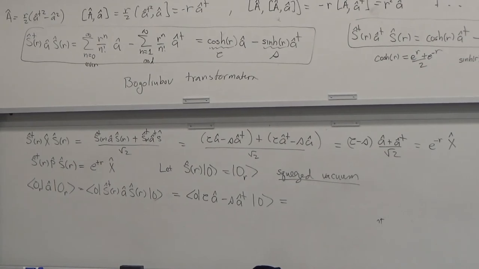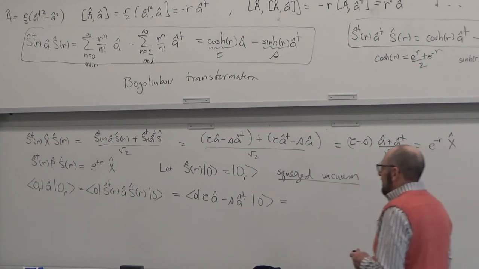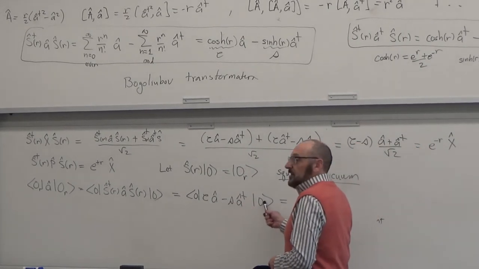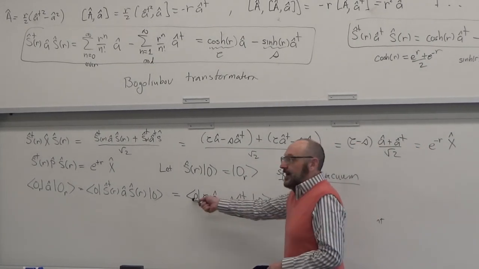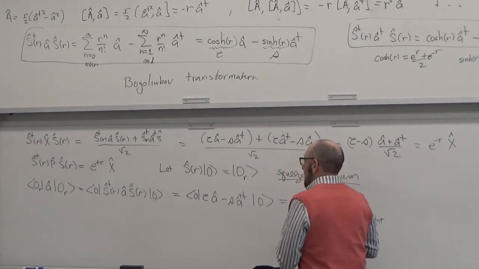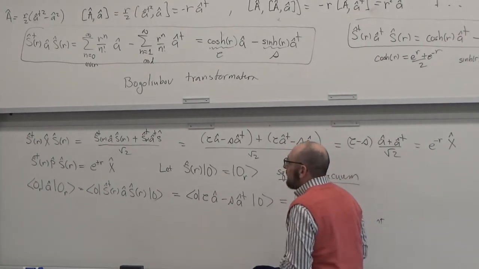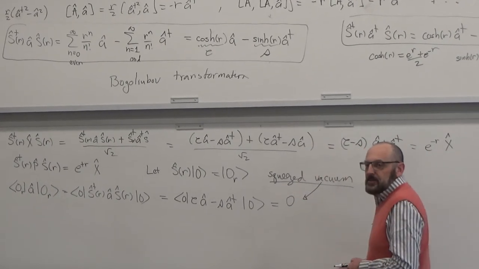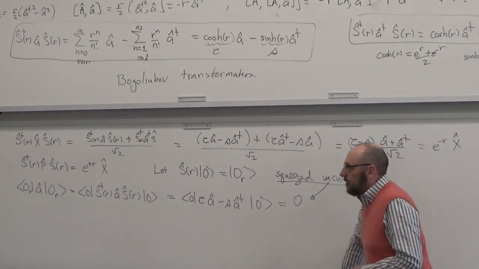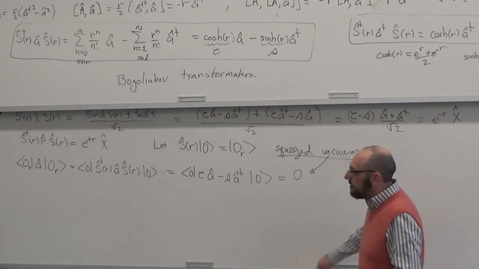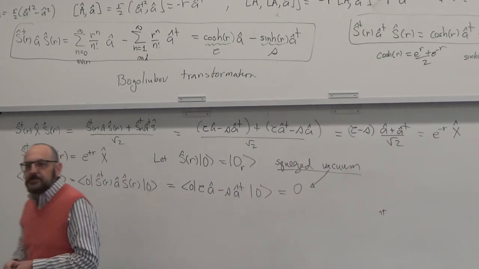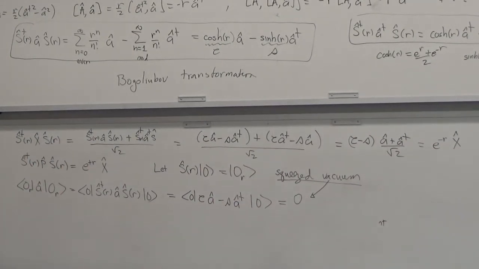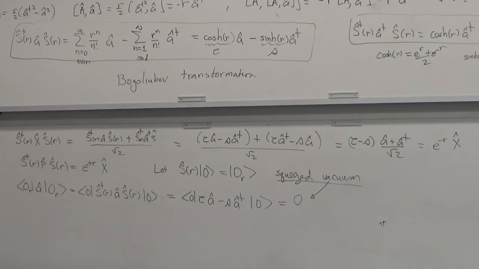It's zero. How do you see that? Well, a acts on the vacuum, this guy gives zero, and a dagger acts on that guy and gives zero. So this is nothing. So the mean field is zero, and therefore it is vacuum-like. We call it something whose mean field is zero at all times. If I look at this at any time, the mean field is zero. Therefore, we call it a vacuum-like thing. Okay.